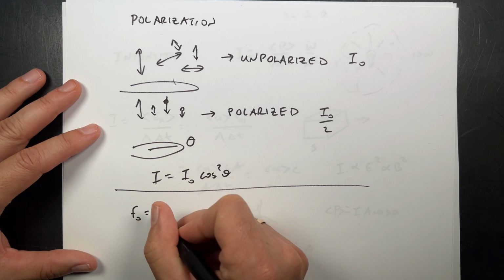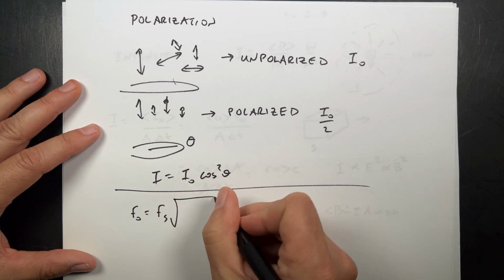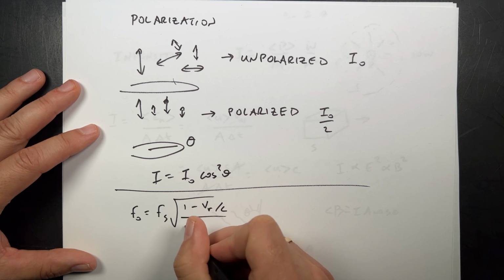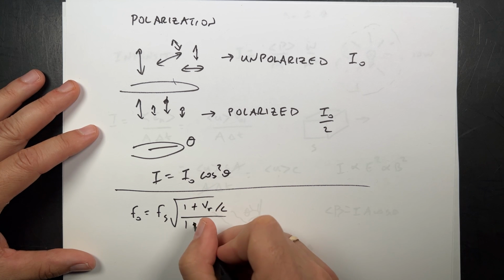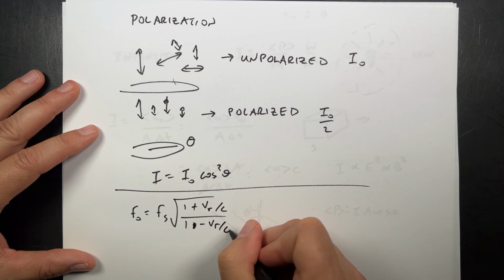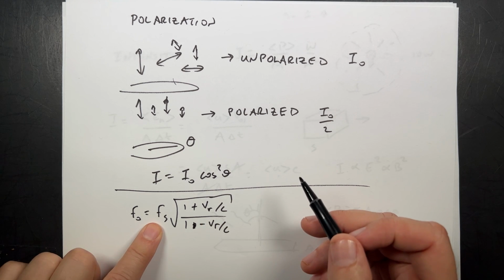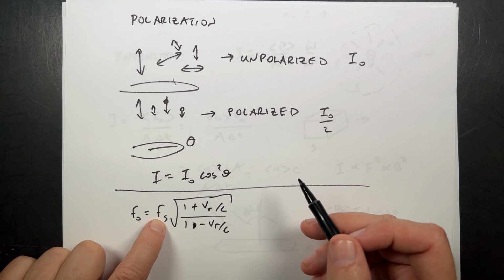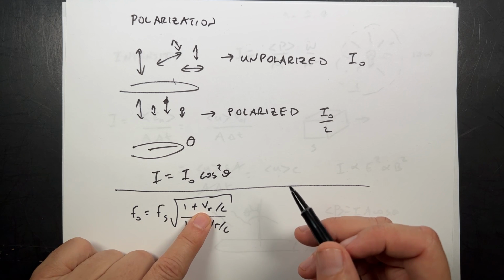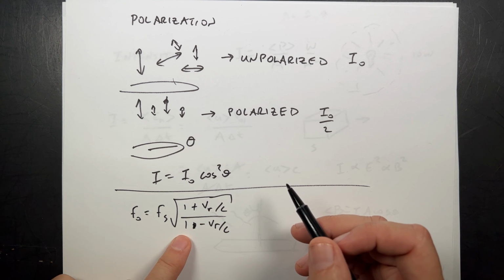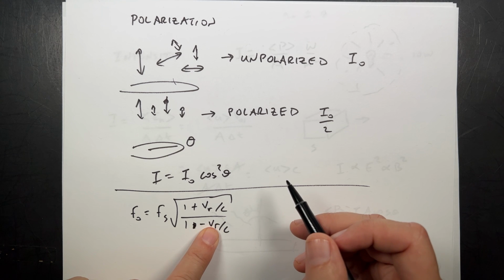This is the Doppler equation. I'm not going to derive it. Square root of 1 minus V rel over C over 1, oh, this is plus. It's minus V rel over C. So this says the observed frequency of light is the frequency at the source times the square root of 1 plus the velocity relative to the observer divided by the speed of light, divided by 1 minus the velocity relative to the observer divided by the speed of light.